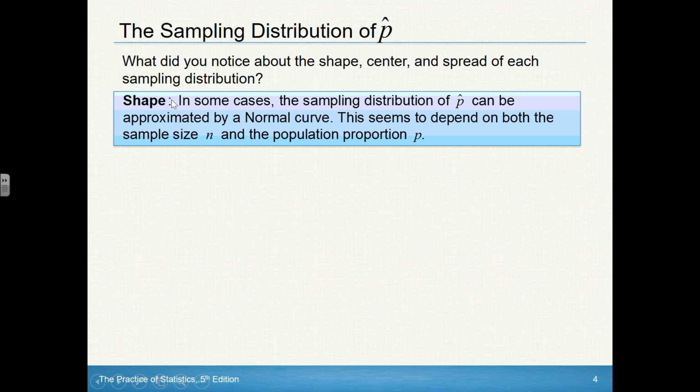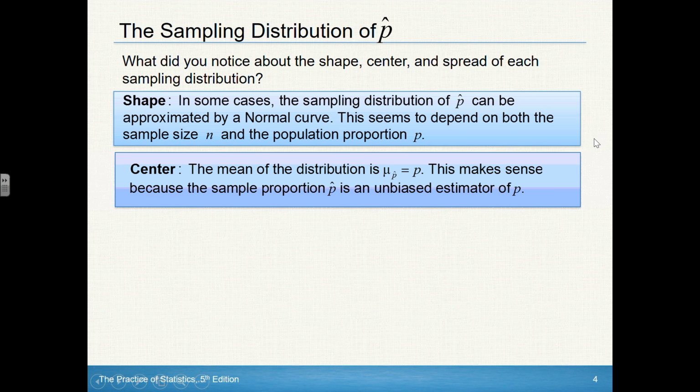Now, getting into the general idea here, when we talk about shape, regardless of the situation, they all appear to be roughly symmetric, and you might even argue approximately normal, but we'll need to check that to make sure that's the case, because that depends on whether n times p and n times 1 minus p are at least 10, again, from last chapter.